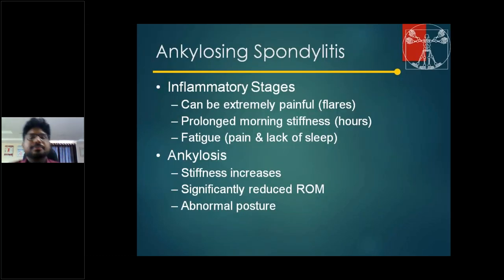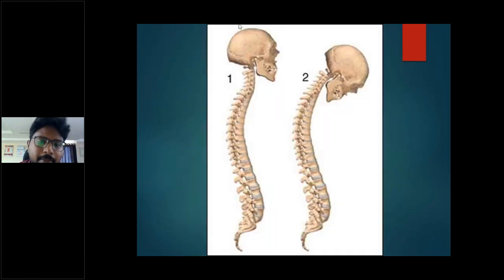So initially it will be the inflammatory stage. During that phase, what will the patient complain of? Extreme pain will be there, back pain will be there, nighttime severe pain is there, and morning stiffness, and the patient will complain of fatigue. And finally there will be ankylosis. Whenever there is ankylosis, the patient will complain of increased stiffness and decreased range of movements. He is not able to flex, extend or anything. And there will be abnormal posture. See the posturing here. Due to ankylosis formation, the patient is having kyphosis.